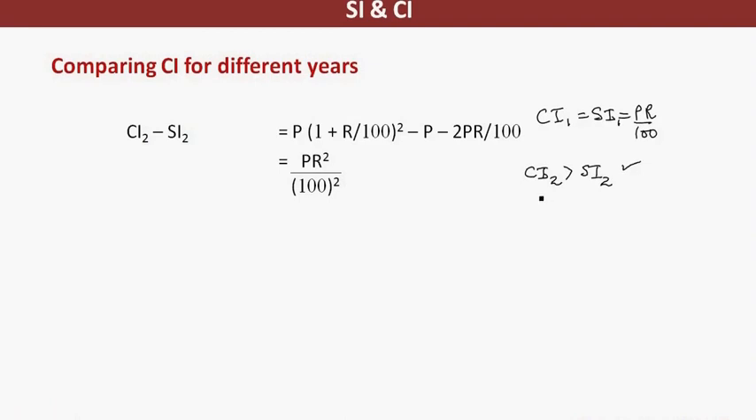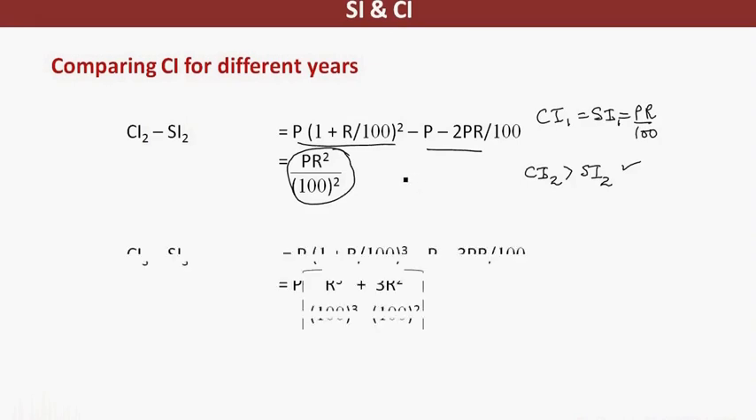Whereas in the following years, the compound interest will always be greater than the simple interest. Reason being, my principal is more. So if I just put in the formulas and solve it out, I get this relationship: PR by 100 whole square. So that is a thing that needs to be remembered.